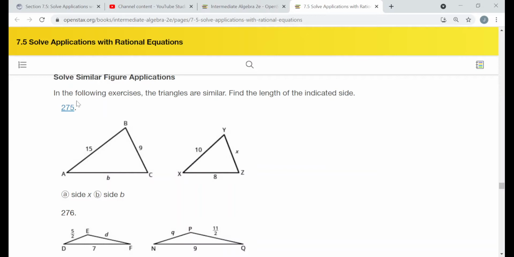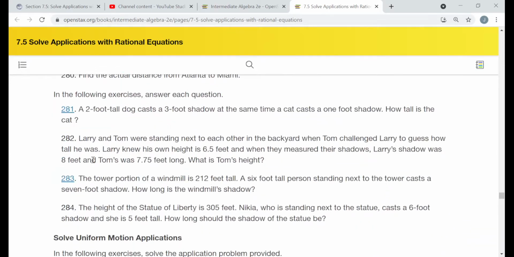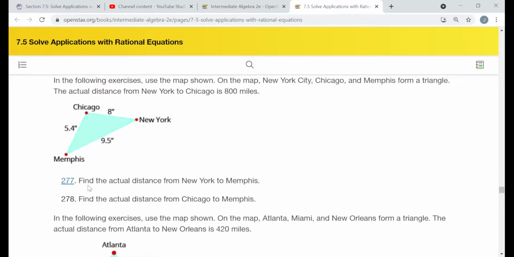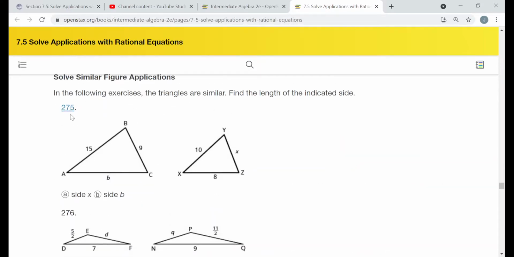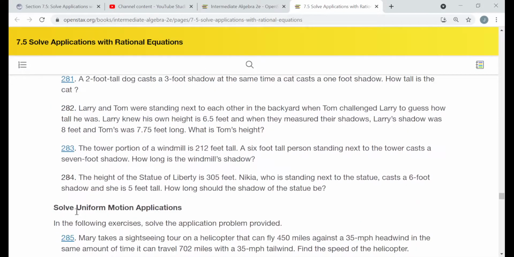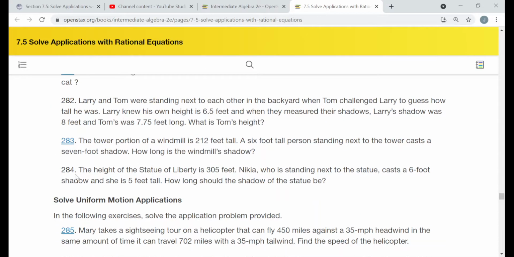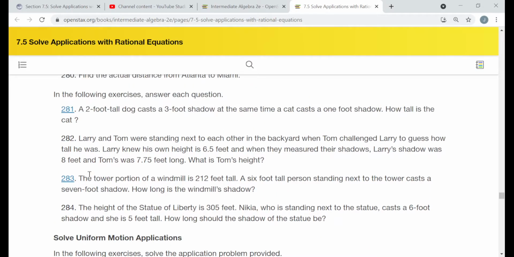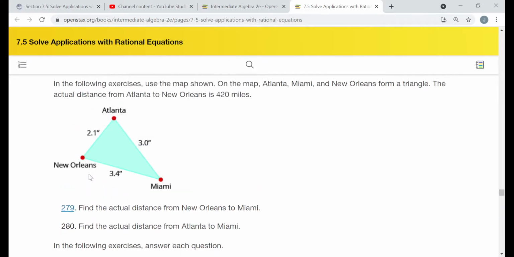So I'll be working on exercises 275 all the way through 284. So that is 10 questions. I'll label them examples 1 through 10 in the video. Example 1 will be exercise 275, example 2 will be 276, and so on until example 10, which will be 284. I will also have timestamps for when each example begins in the description of the video, so if you'd like to look at any particular one, you can just jump right to it.